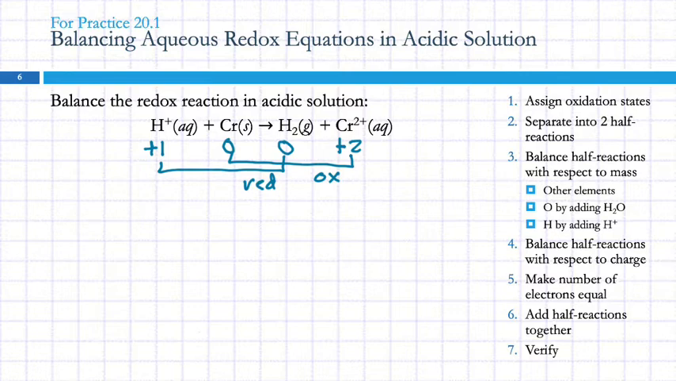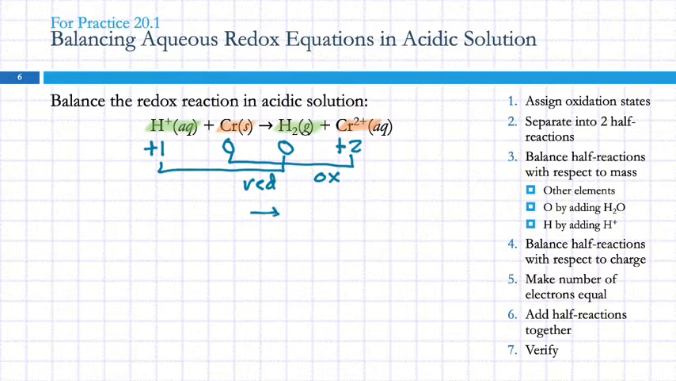So, separate into two half reactions. If we look at our reactants and products, we'll see that there's fairly obviously two pairs. This hydrogen ion and the H2 gas are pretty similar to each other, right? They've got the same elements. And then I've got this chromium as an atom and chromium as an ion. So we're not going to be able to turn H plus into Cr2 plus, right? So we just split them up so that the like things are together. Doesn't matter which one you do first. I usually start with the first thing.